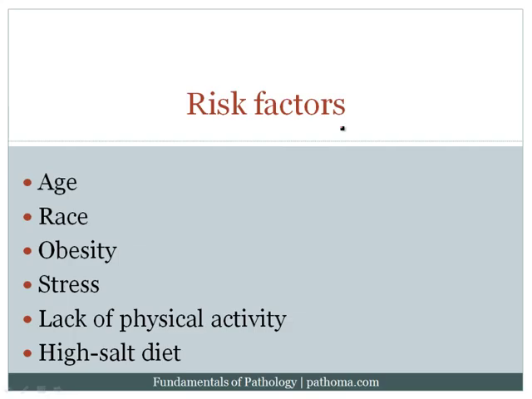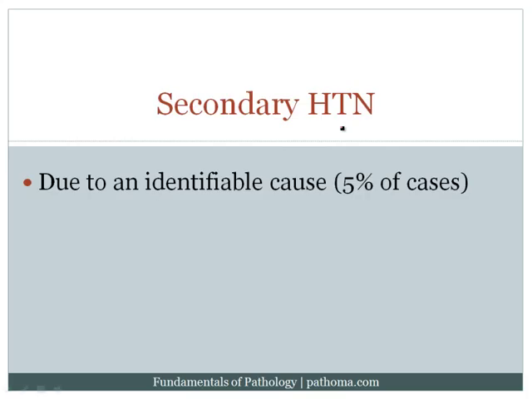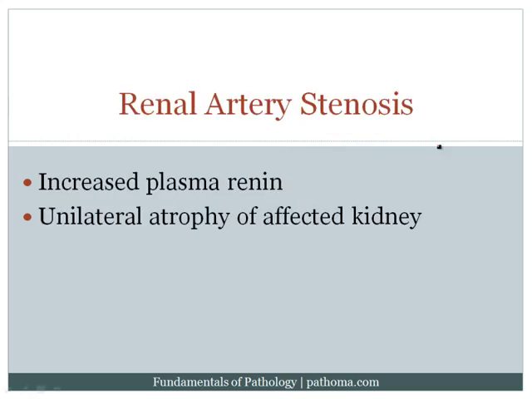Now when you think about high salt, remember that your systolic blood pressure is a function of your stroke volume, and the diastolic blood pressure is a function of the total peripheral resistance. Sodium, interestingly, increases both the blood volume and the total peripheral resistance. And so sodium has an effect on both the systolic and the diastolic blood pressures. Secondary hypertension, on the other hand, is due to an identifiable cause. It only makes up about 5% of cases of hypertension. One classic cause among many is renal artery stenosis.